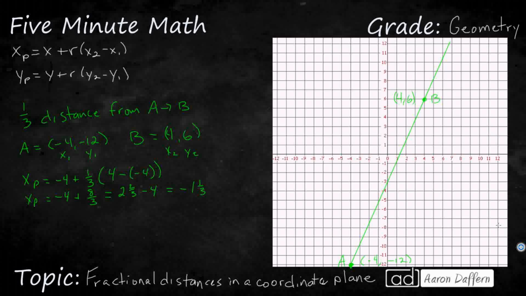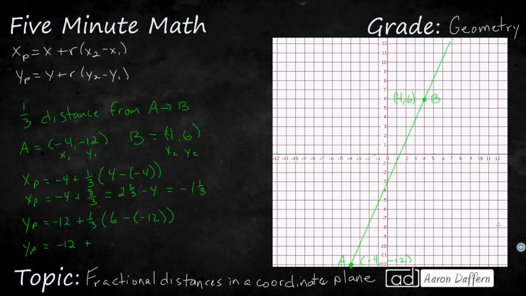So my x value is going to be right around here, which means I'm thinking my y value is going to be, it looks like, 6, or close to 6. So let's look at y sub p. Same thing, now we're taking our y values. The initial y value is -12, and then we're going to add 1/3 of the difference between y sub 2, which is 6, minus our y sub 1, which is that -12. So that ends up being -12 plus 6 minus -12, right? That's going to end up being +18.